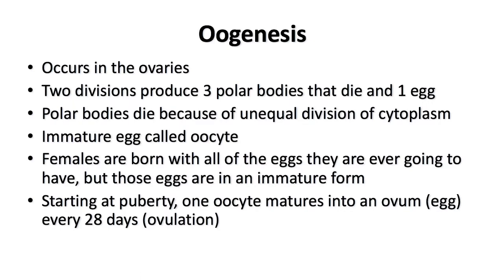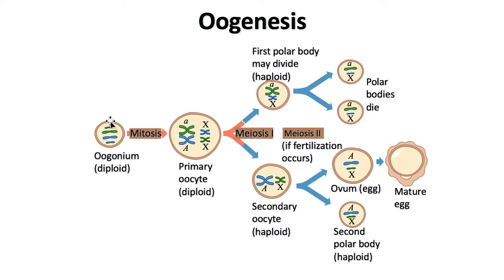So here is oogenesis. We still start with something that's diploid right here, and we finish with 4 haploid cells. But out of these 4 haploid cells, this one and this one are going to die because they don't get enough cytoplasm. It's the egg that gets most of the cytoplasm. You want to think of the egg as very important. It has to be large.